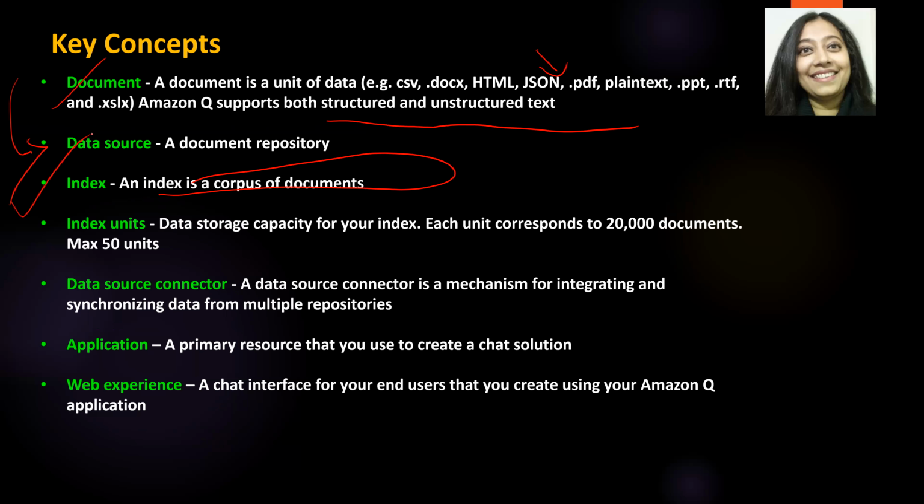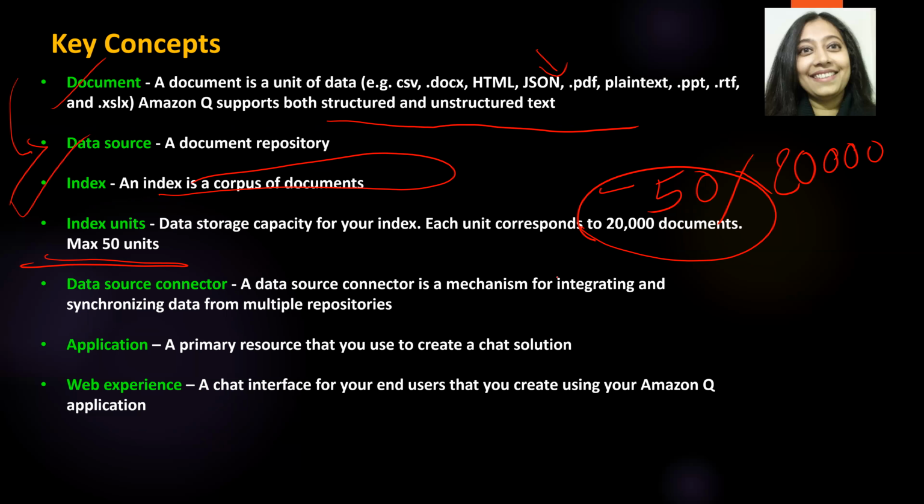Now, since it has so many documents to go through, it requires different index units. And each unit corresponds to 20,000 documents. That means, hey, this one particular index unit, you are going to go and look at these 20,000 documents. Next index unit, you're going to go and look at this next 20,000 documents. Similarly, you can have a maximum of 50 units. That is 50 into 20,000. This is the maximum number of documents possibly that it can scan right now, because you can have max of 50 units.